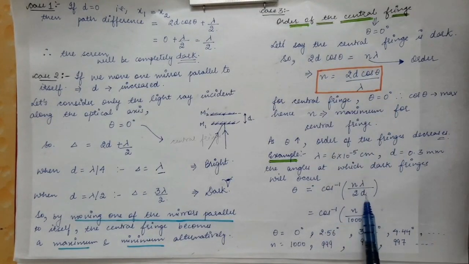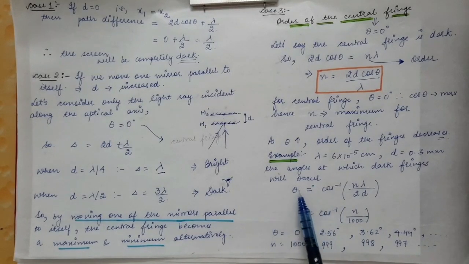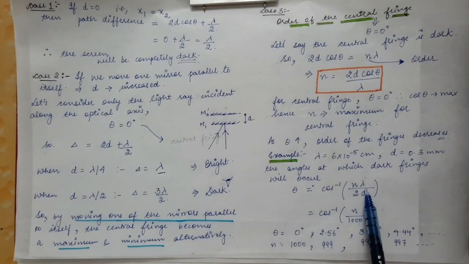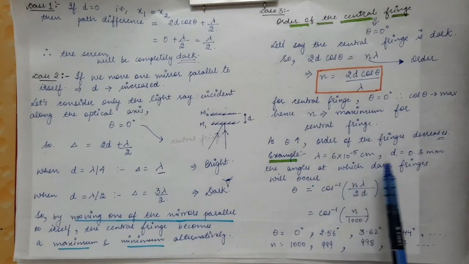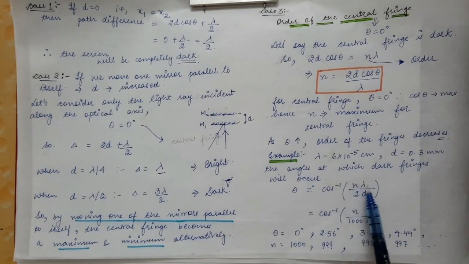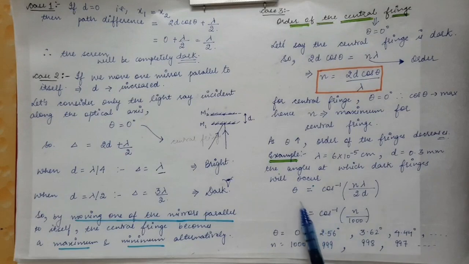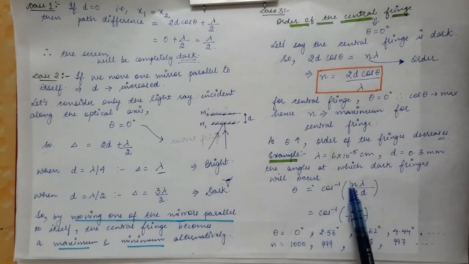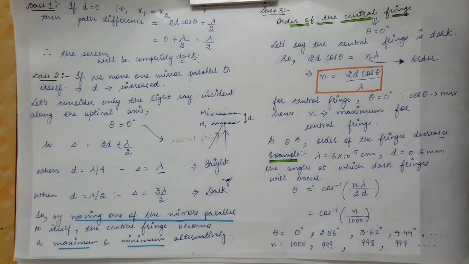So n lambda divided by 2d will be equal to cos theta, and theta will be equal to cos inverse of n lambda by 2d. Now you will put the value of lambda which you have been given and the value of d which you have been given over here. So on evaluating this, you will get theta is equal to cos inverse of n divided by 1000. So this is the value that you will get.